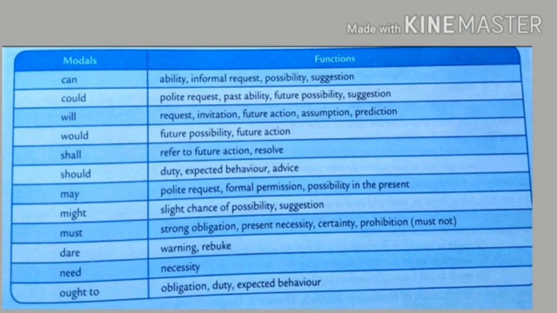Next modal is could. Could is used for polite request. Example, could you give me a water? It is polite request. We are asking in polite form. Next one, past ability. I could face this strange thing. That means past ability, facing in the past. I faced it before, so I could face this.